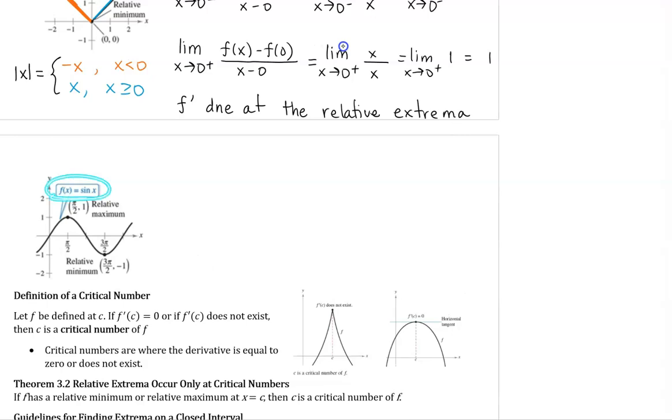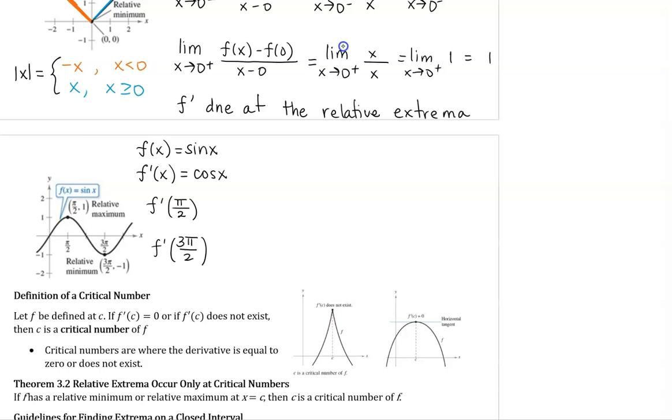Here we have the function f of x is equal to sine x. We can see the two places where this graph has relative extrema. I'm going to go ahead and take the derivative. The derivative of sine is cosine x. And now we're going to evaluate the derivative at the two x values where we have these relative extrema.